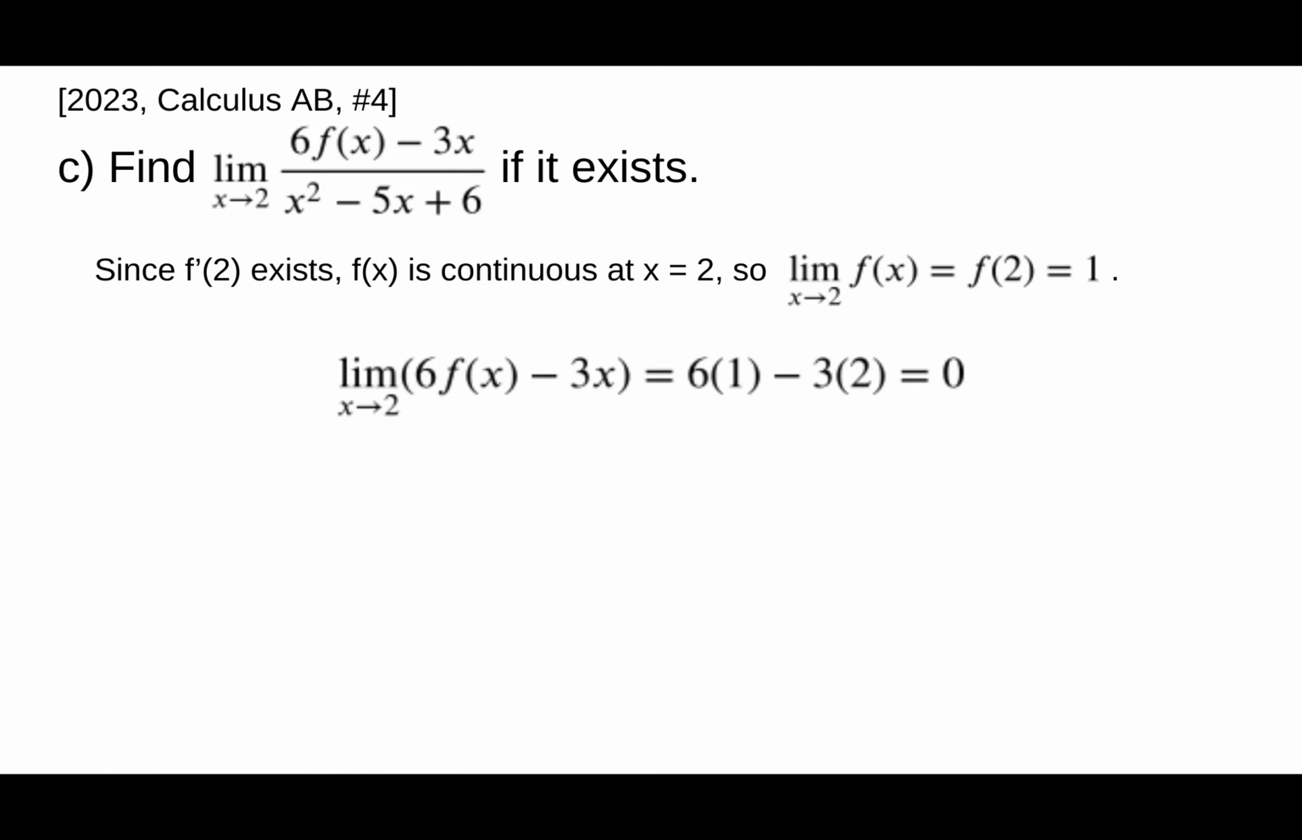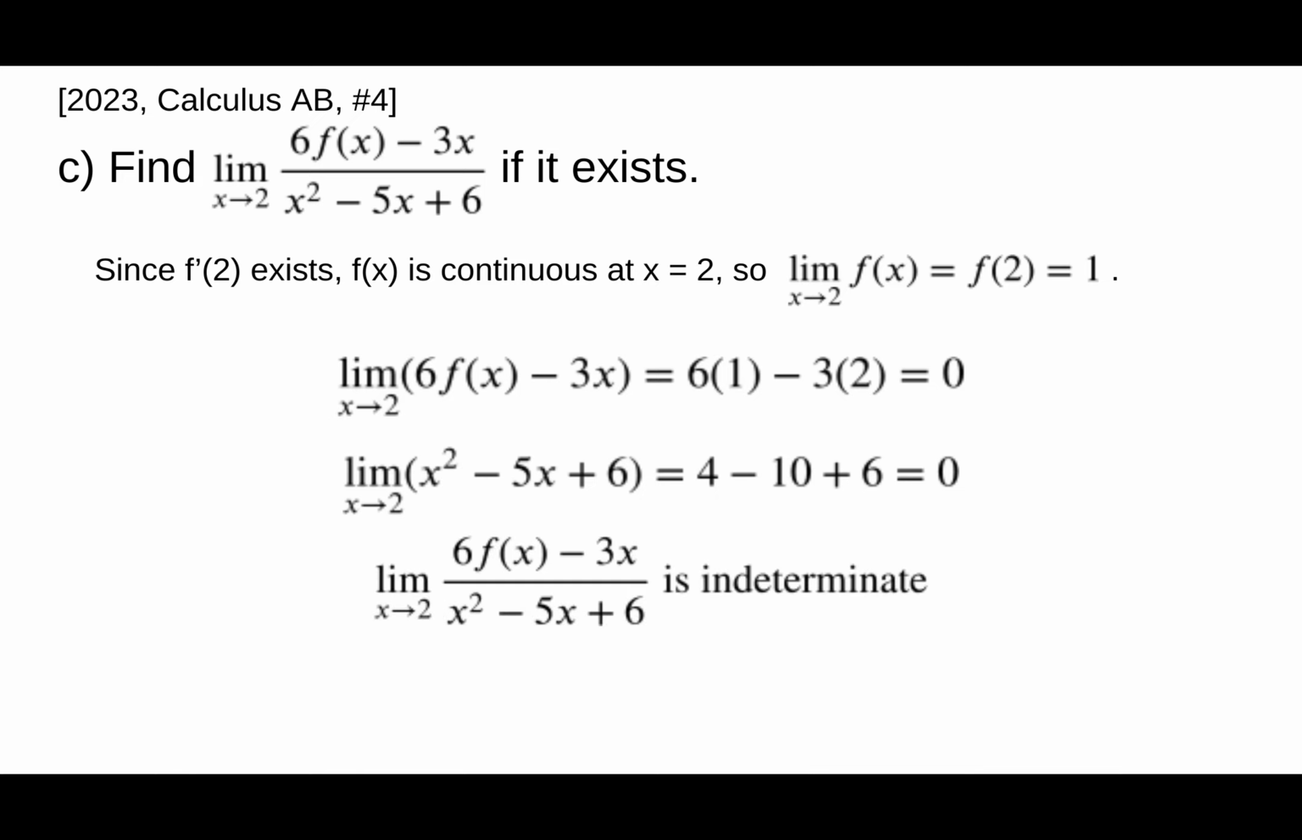I like to show these limits separately. There are often questions on when can you write 0 over 0 or infinity over infinity, and when will you not earn points for that? I just do it separately. So the limit as x approaches 2 of 6f of x minus 3x is equal to 6 times 1 minus 3 times 2, which is 0. And the limit as x approaches 2 of x squared minus 5x plus 6 is 4 minus 10 plus 6, which is also equal to 0.